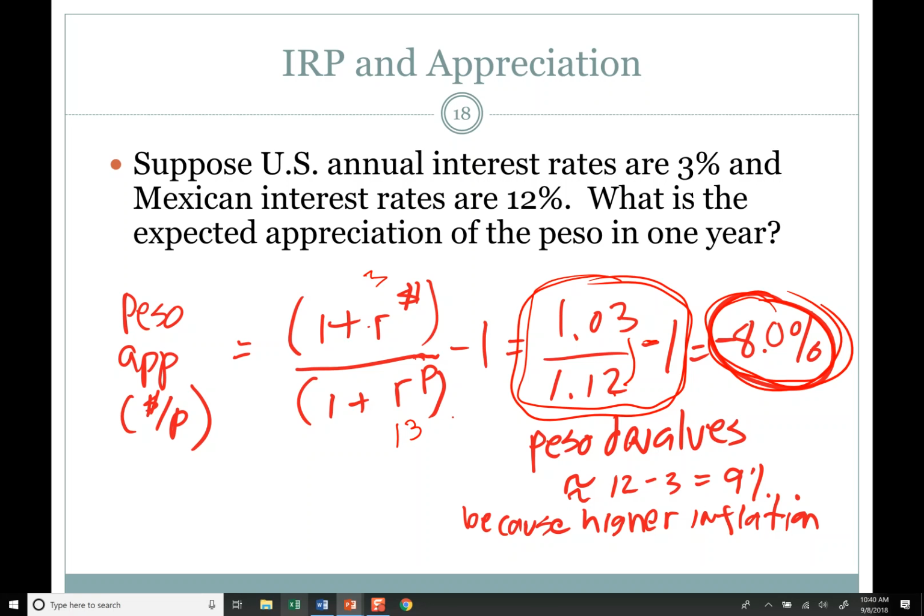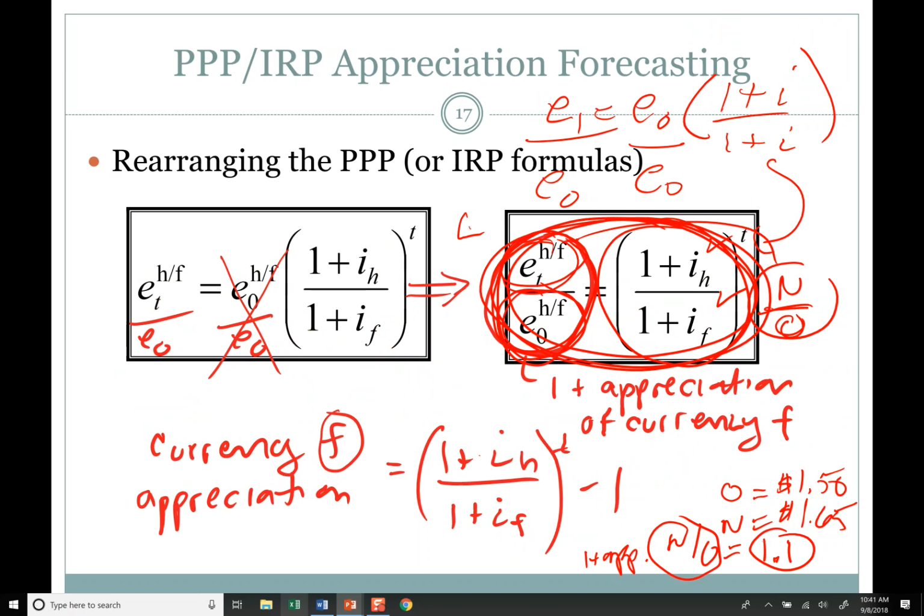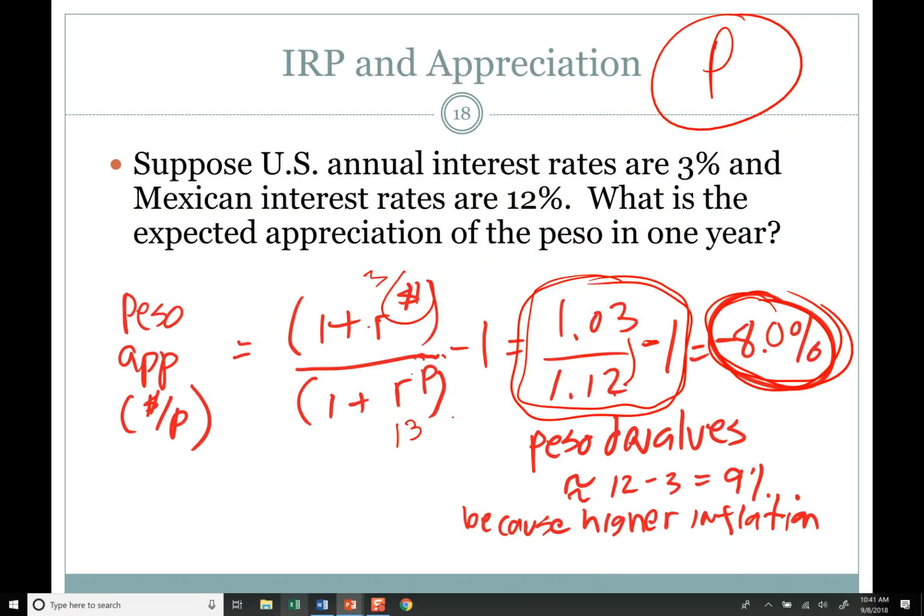Here's the trick. How'd I know to do 103 over 112 and not 112 over 103? Oh my God, you're ahead of me. It took me 10 years to make that statement. Because if you want to know what happened to the peso, this equation has to be all in dollar price of a peso, which means this must be dollar over peso.